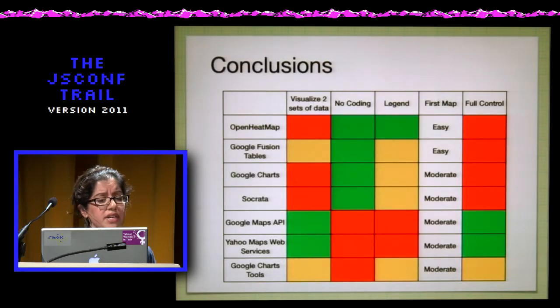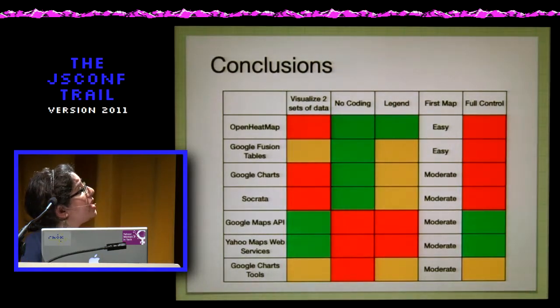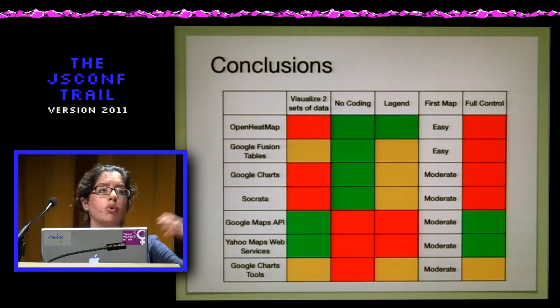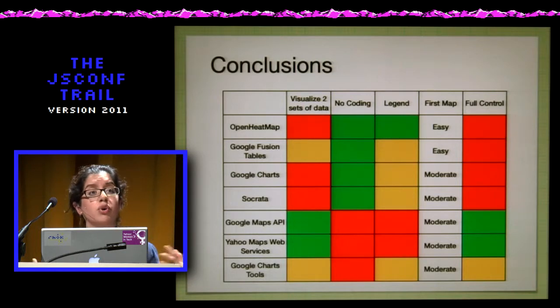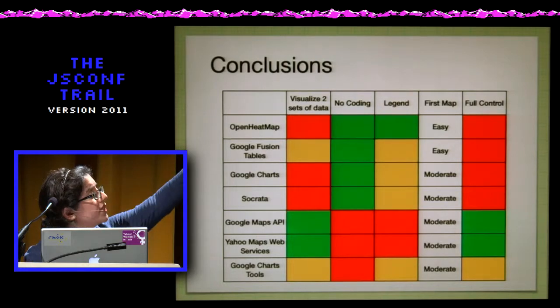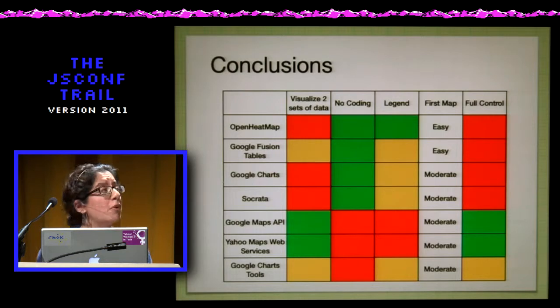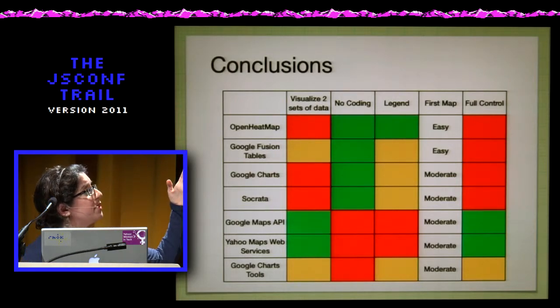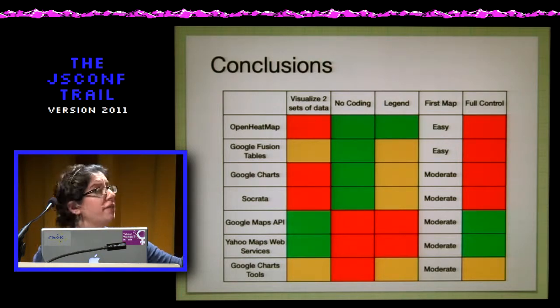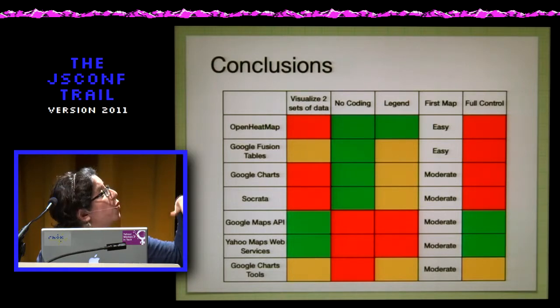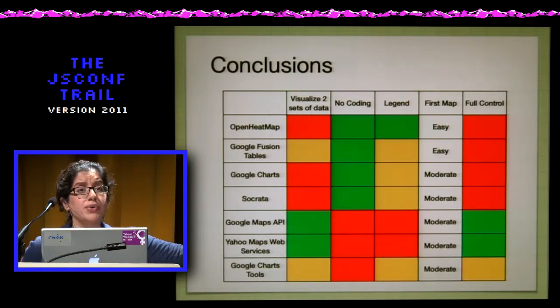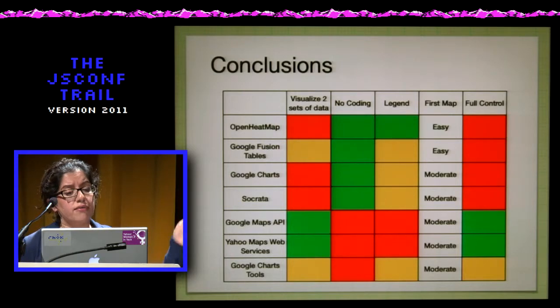So in conclusion, if we take a look at all the tools together and their capabilities: when we first started out, like the goals that you saw at the beginning, we really weren't sure what we wanted. But those goals, we came up with those at the end. And these criteria that you see across the top, we came up with those after we had done all the research, because we weren't really sure. But we realized what we really wanted was to be able to visualize two sets of data. We wanted to see if it required coding or not. We would have liked it to be easy to make a legend. We also evaluated it on how easy it was to create the first map. And do we get full control or not?